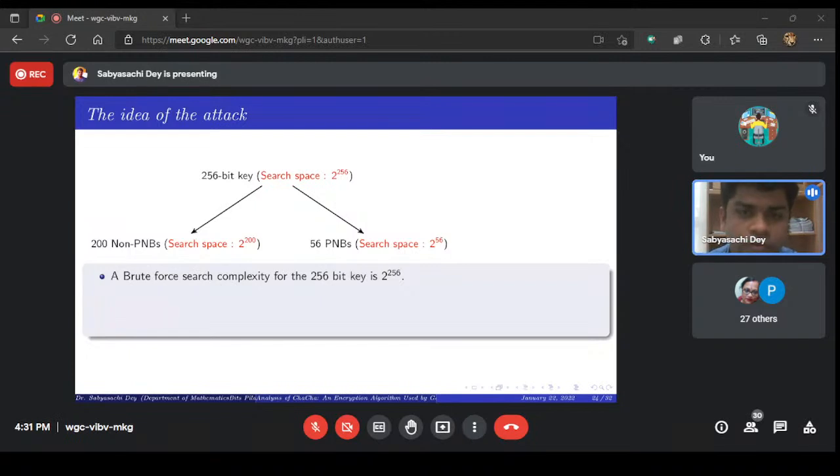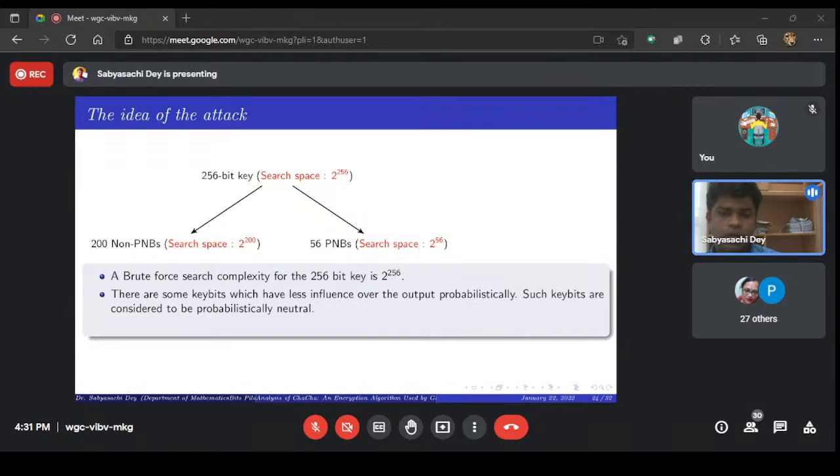So he gave a name for this kind of bits. He called them PNB, which means probabilistically neutral bits. They have less influence. It is not like they have no influence, but they have less influence. So we call them probabilistically neutral bits, or PNBs. Now, the advantage of having these PNBs is, since these have no influence over the output or over the distinguisher, instead of searching the entire key together, we can just try to find those key bits which have influence. That means the 200 non-PNBs.